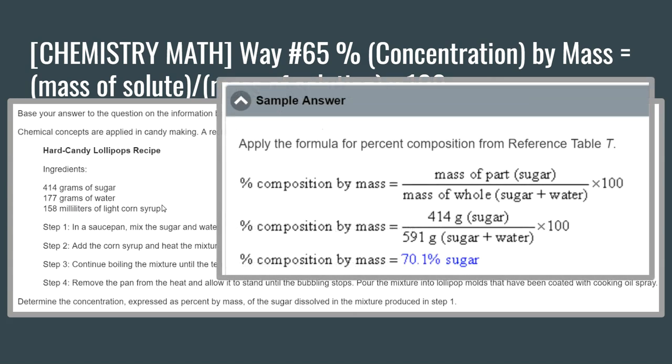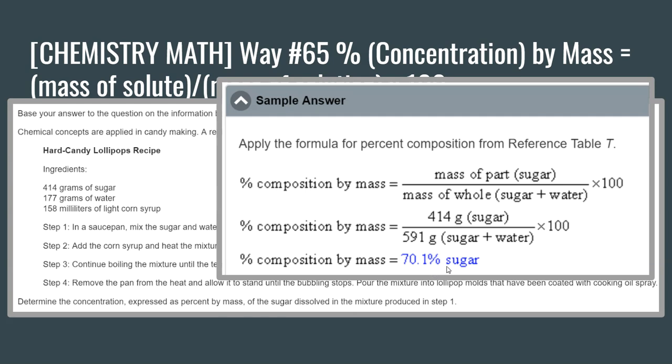So to calculate this, we need to calculate the part that's sugar over the total solution. The part that's sugar is 414 grams. The solution is formed by sugar and water, so we sum up 414 plus 177. That'll get you 591 grams, which would take you to a percent composition by mass of 70.1% sugar. So the part that's sugar by mass is 70.1% sugar.